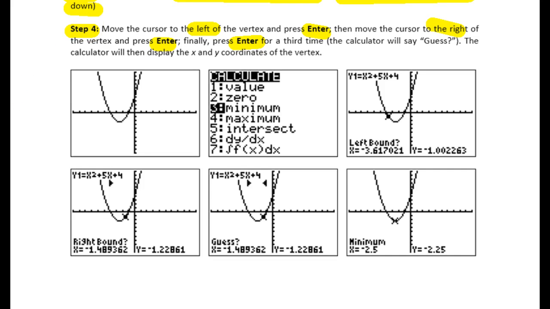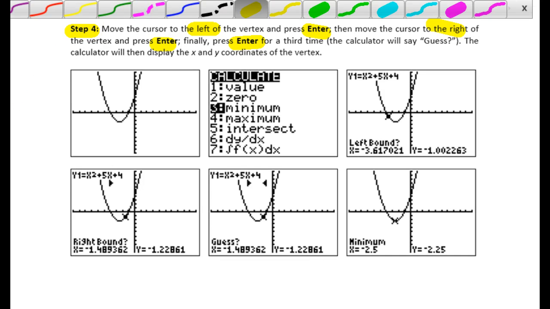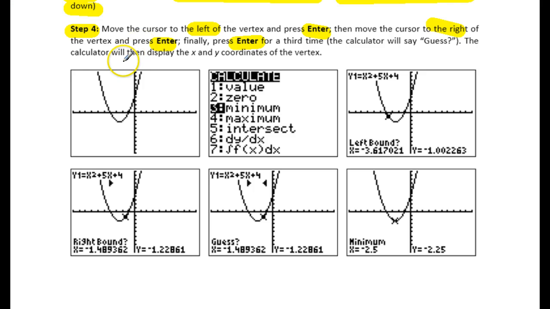Alright, so just to run through that, this is just a practice problem. Whatever they typed in, you get the graph. Now if you notice, this parabola opens up, so we are going to find the vertex here. And here the vertex is the lowest point. Think about it, it's dipping down and coming up. We want the lowest point. So when we do second calc, we're going to choose number 3, which is the minimum.